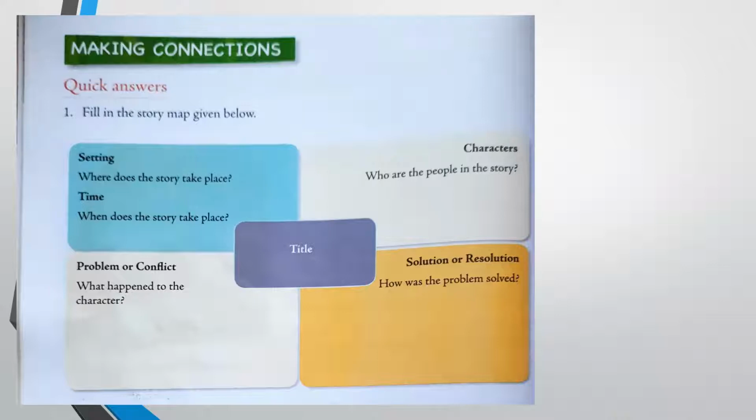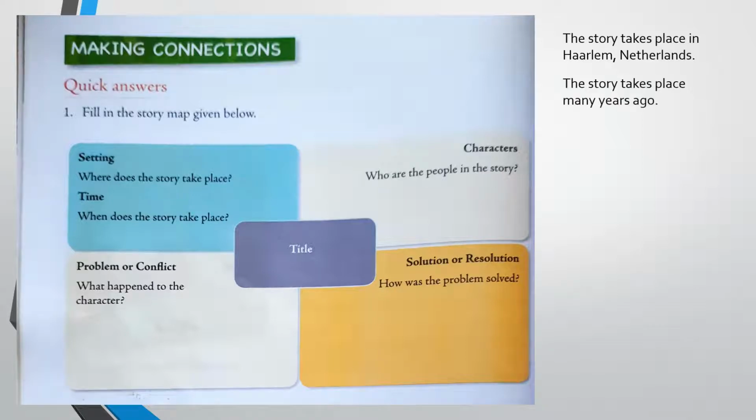So let's start with the setting. Where does the story take place? That's easy, isn't it? The story takes place in Haarlem, Netherlands. Then the time. When does the story take place? Well, we aren't given an exact date, but it is mentioned how long ago. So the story takes place many years ago.